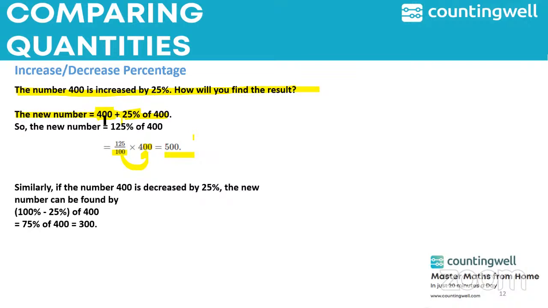Here we are taking 400 because it is 100% of 400. So if you take the whole of 400, that is 100%, and 100% plus 25% is 125%. Similarly, if the number is decreased by 25%, then you have to take only 75% of 400. So 75% means the remaining 75%, excluding the 25%. So we have 100 minus 25, which is 75% of 400, which is 300. So if the number is 400 and it is decreased by 25%, it means the number is 300.